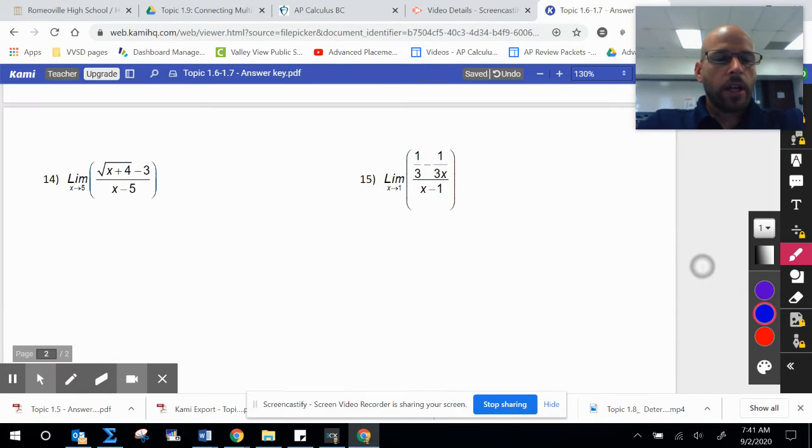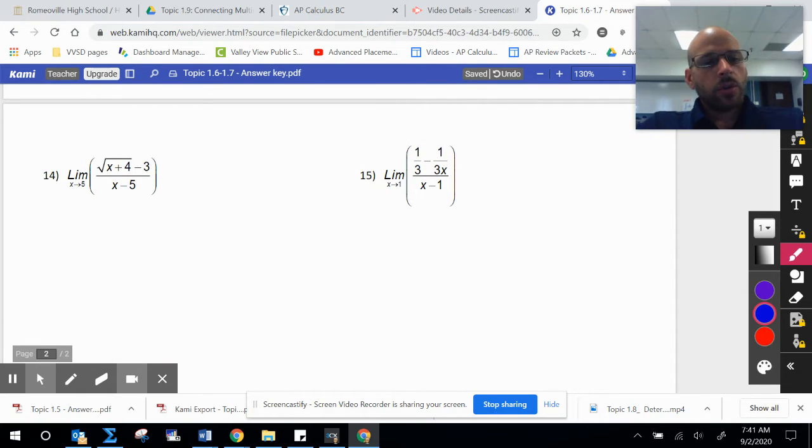Keep going. I have a radical here. So when we have those radicals, the method I'm going to select is going to be the conjugate. I should probably do my indeterminate forms first, make sure it's indeterminate. So let's do a direct substitution. I should use proper notation.